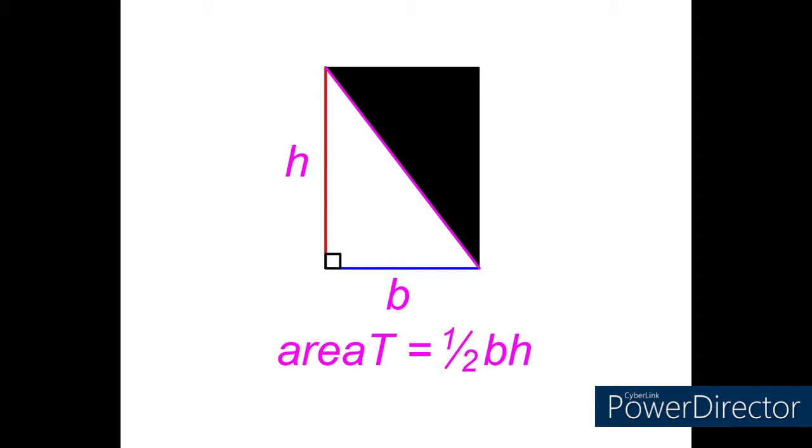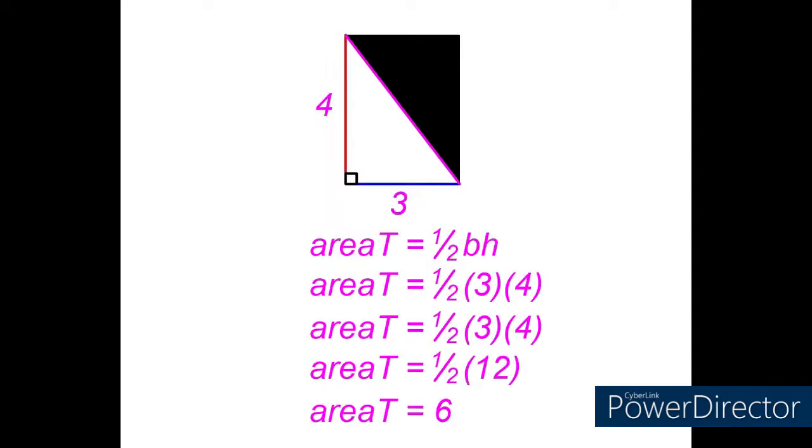This illustration also shows why the right triangle is half the area of the rectangle, with the hypotenuse slicing the rectangle in half. We can also see that the inverted and upright triangles are the same in area. If the base is 3 and the height is 4, then the area of the triangle is half of 3 times 4, or half of 12, or the area of the triangle is 6.